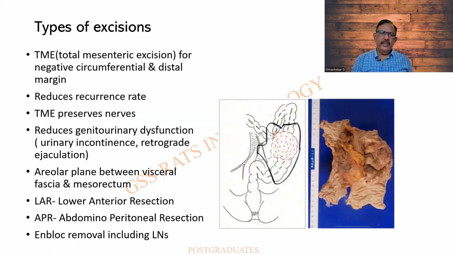The types of excisions are there. It can be total mesorectal excision or there can be other things such as the areolar plane and the visceral fascia that are being done. Low anterior resection, abdominoperineal resection, and en bloc, where the entire mass is being removed. This will have to be applied to the various circumstances. For example, in this case, there is fibrosis and then there is adhesion. So both the loops will have to be sampled.